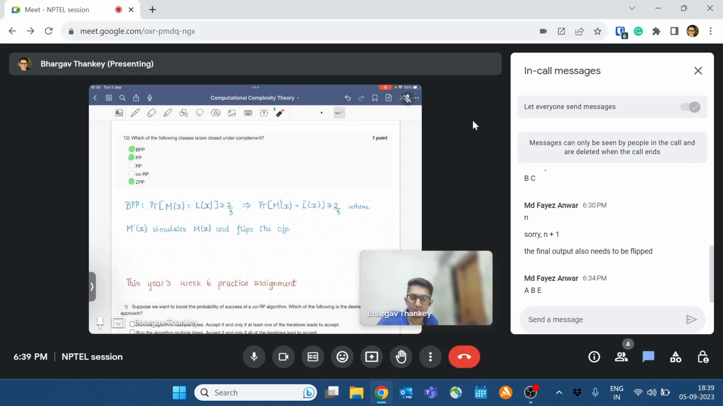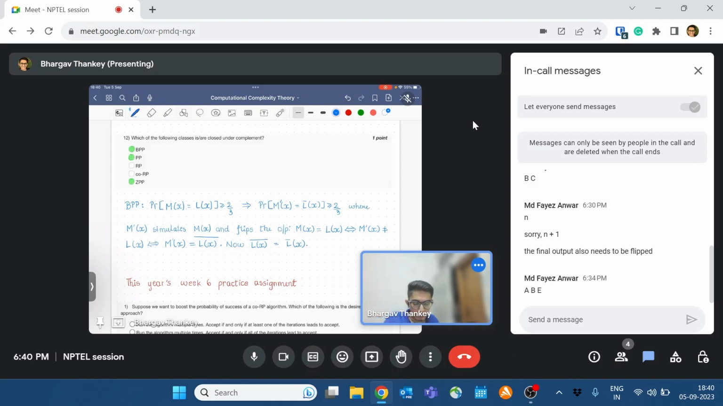Okay, so what does M prime do? M prime simulates M(X) and then flips the output, right? So M(X) is equal to L(X) is true if and only if M prime X is not equal to L(X). Since both are 0 or 1, M prime X not equal to L(X) implies M prime X equals the complement of L(X). Now, the complement of L(X) is equal to L complement of X.